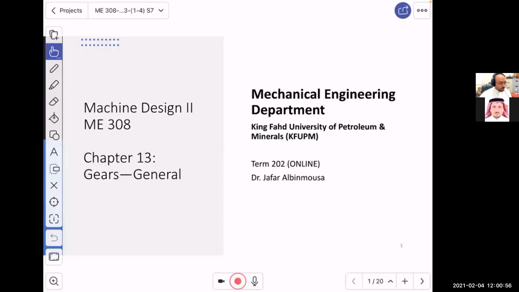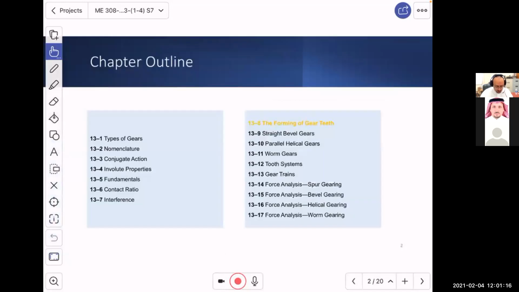So today, as promised before, we are going to start chapter number 13, which is about gears. It is basically a more general chapter about types of gears, and we're going to go over the outline together just to show you and to size your expectation. So we are going to talk about types of gears. Finally, we always talk about them, but not in detail.